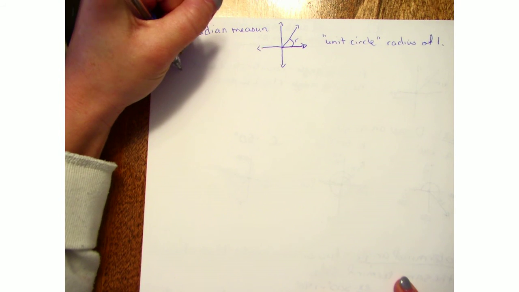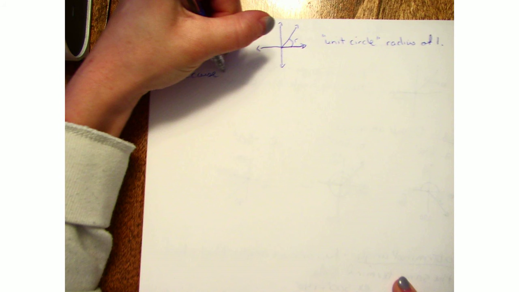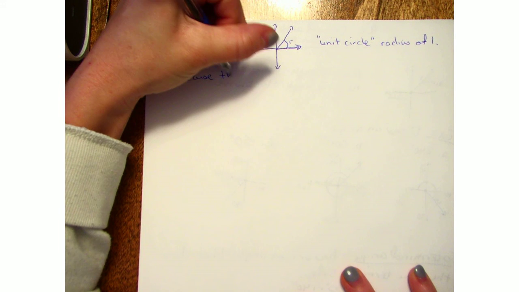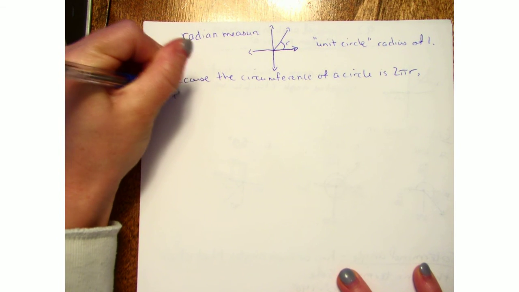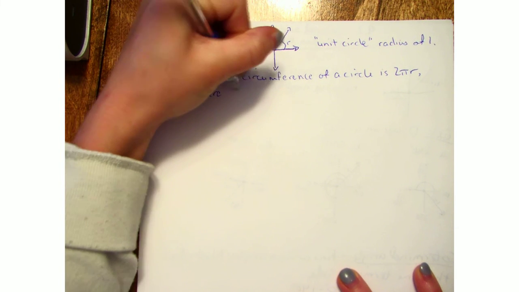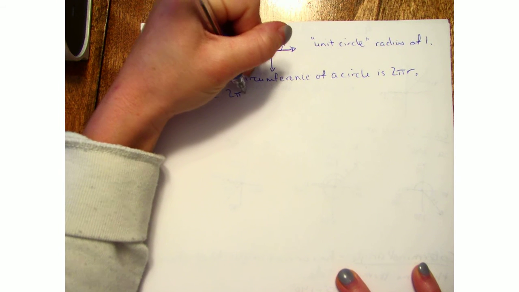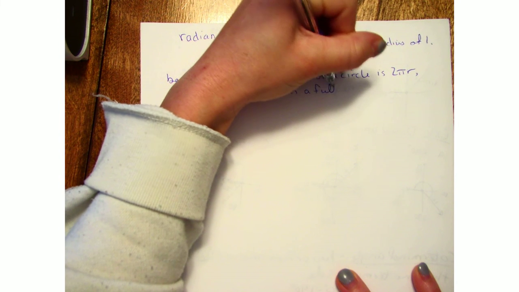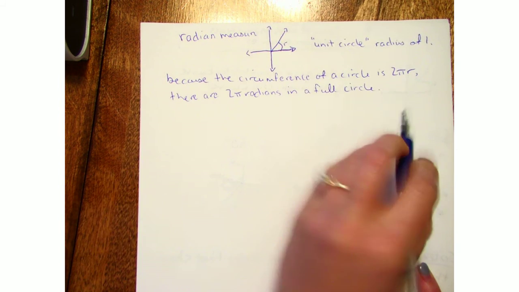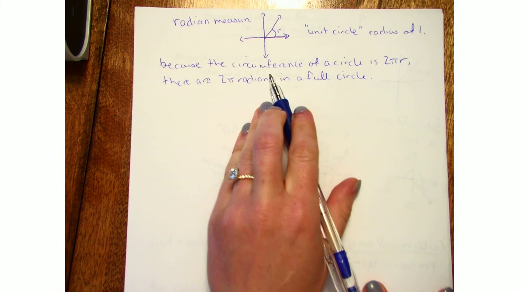Okay, I will write one note. Because the circumference of a circle is 2 pi r, there are 2 pi radians in a full circle. So remember, 2 pi r is your circumference of a circle.